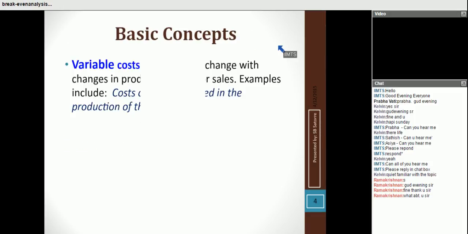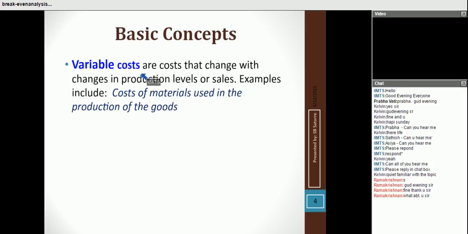Basic concepts behind break-even point analysis. Variable cost. You will hear this term a lot in this topic. What are variable costs? Variable costs are the costs that change with changes in production levels or sales. Variable costs are the costs that change with changes in production levels or sales. Examples include the cost of materials used in the production of the goods.